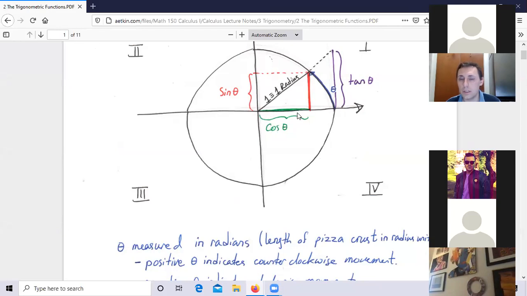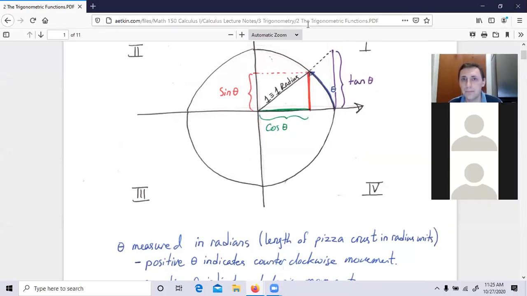Now, cosine. Let's talk a little bit about cosine. It's this horizontal shadow. I also have animation for it. But tell me, when is cosine equal to 1? When is cosine equal to 1? Zero degrees and 0 radians, guys.